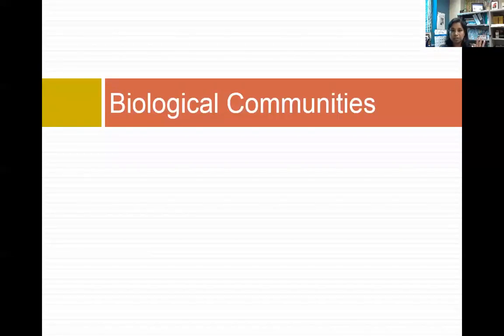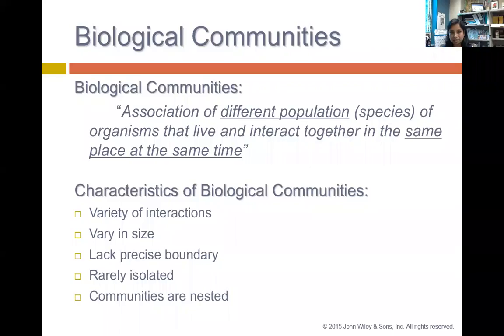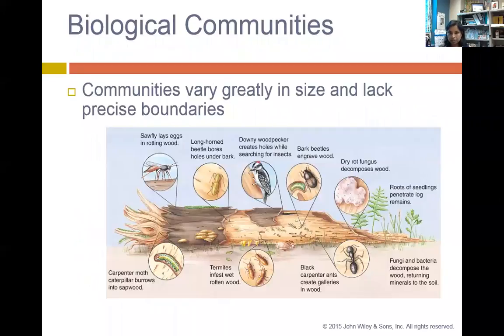So we talked about populations. Now moving on to communities, which are all populations that live in a very specific environment at the same time and interact with one another. Here are some characteristics of biological communities. And here is an example that goes into more detail about how communities are nested.